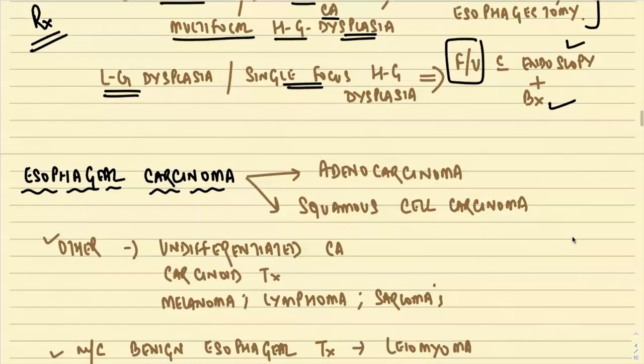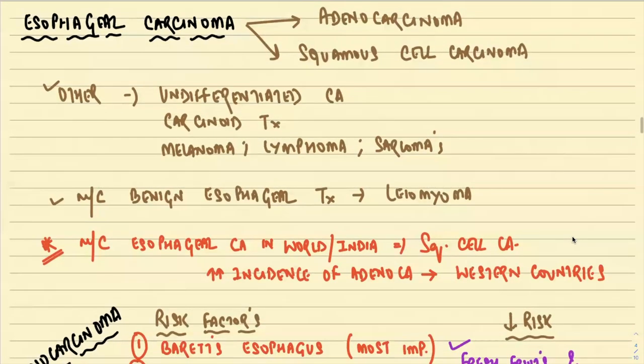Now we are going to understand esophageal carcinoma. There are many different types of esophageal carcinoma that we can come across. But the two most important types that we see, one is adenocarcinoma, one is squamous cell carcinoma. Out of the two types, the most common type worldwide is squamous cell carcinoma. It is the most common type which is seen worldwide, that is squamous cell carcinoma.